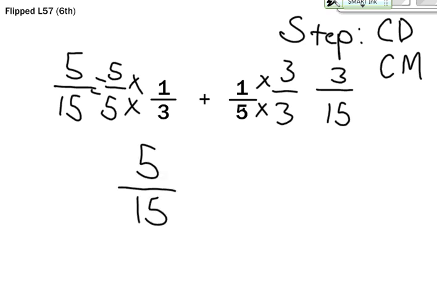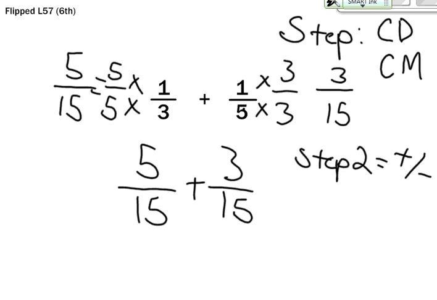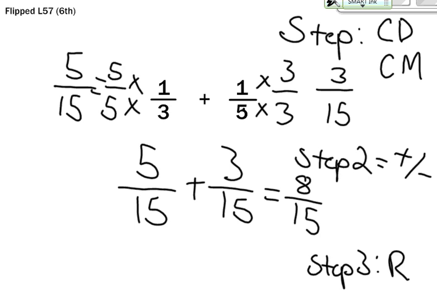Step 2 is to add or subtract. That's going to be that, which gives us 8. And step 3 is always to look to, I'm just going to abbreviate with R, standing for reduce. In this case, this fraction is not reducible, and so that is an end of this problem.